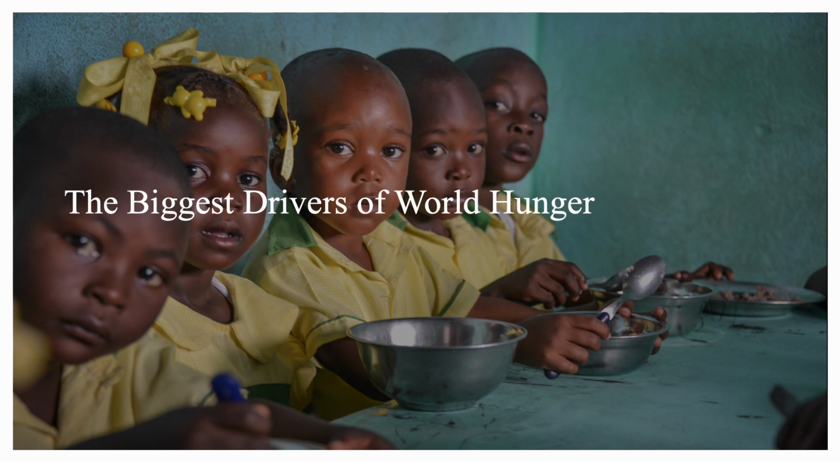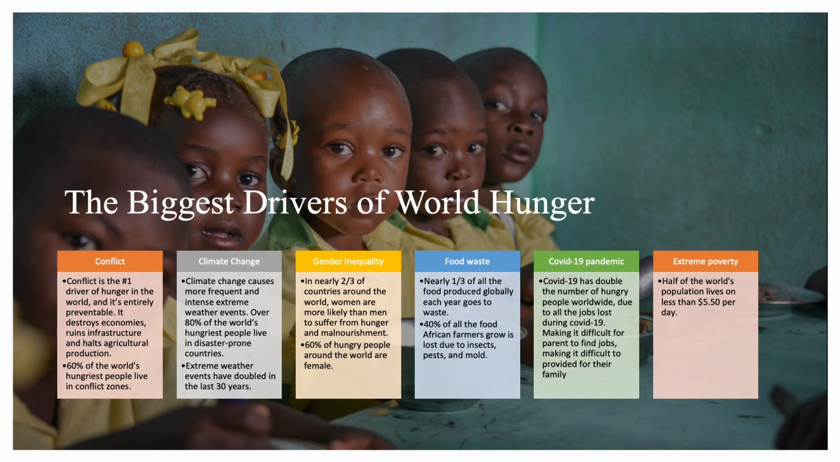The biggest drivers of world hunger are conflicts, climate change, gender inequality, food waste, COVID 19, and extreme poverty. Conflict is the number one driver of hunger in the world. As it is entirely preventable, it destroys economies, ruins infrastructures, and halts agriculture production. 60% of the world's hungriest people live in conflict zones.